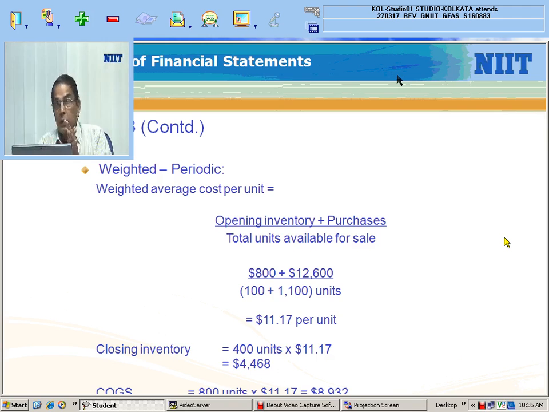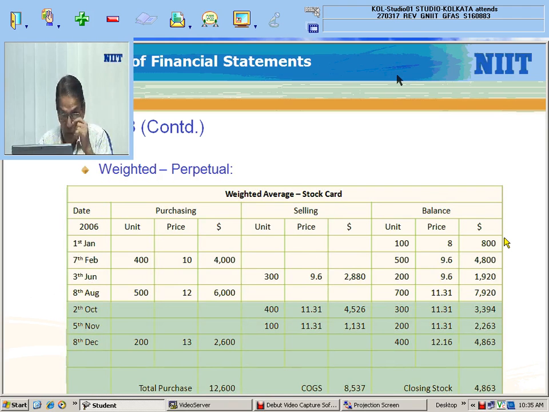Okay. Now we'll look at the weighted average under the perpetual system. When a perpetual inventory system is maintained, how is the weighted average cost calculated? This table shows how the weighted average stock card is maintained under the perpetual inventory system. At any point of time during the accounting year you will know the value of the inventory. That is the advantage of the perpetual inventory system.